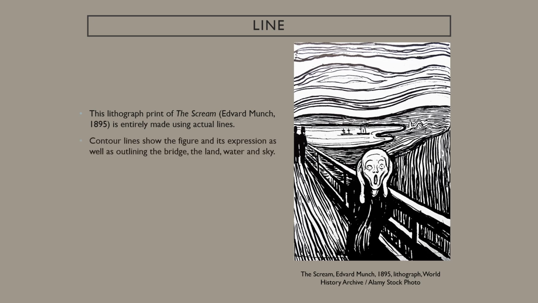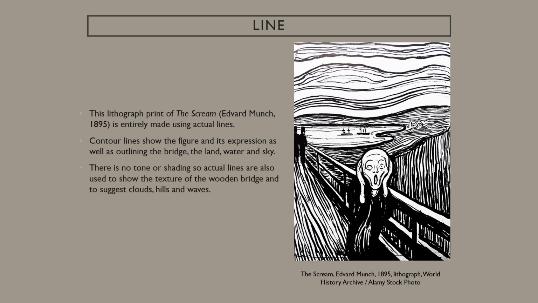So we have a heavy contour line outlining the figure and the bridge, and the movement in the sky. It's just all really thick lines, right? There's no shading. So only actual lines are used to show texture and figure and landscape and everything. And there is a variety in terms of thickness in lines, which does give us a little bit of movement and a sense of depth.